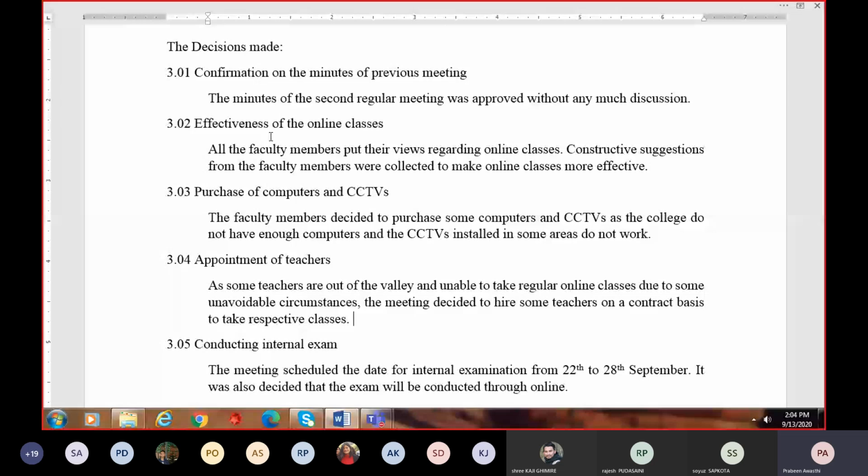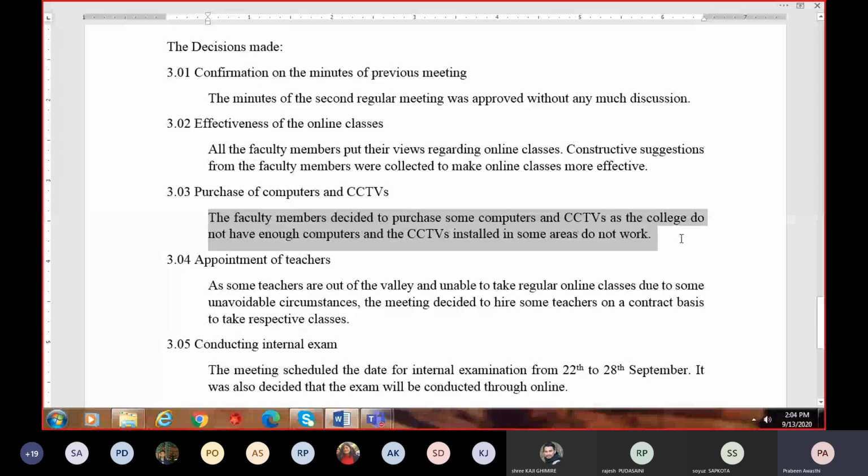Then next agenda is purchase of the computers and CCTVs. Right. So you can write any way you like. The faculty members decided to purchase some computers and CCTVs as the college do not have enough computers and the CCTVs installed in some areas do not work. I just invented the necessary detail and I just invented the decision. In place of that, you can write to.